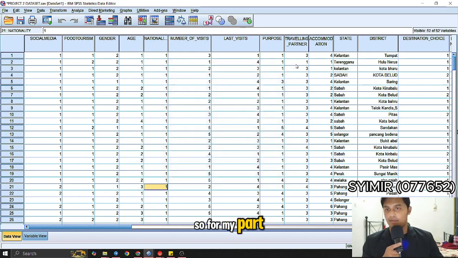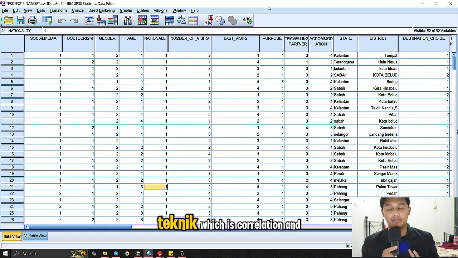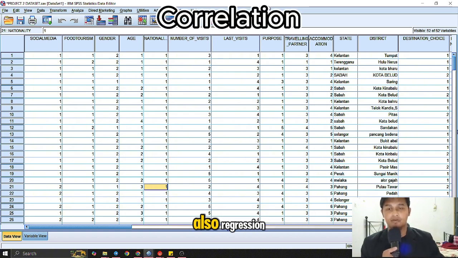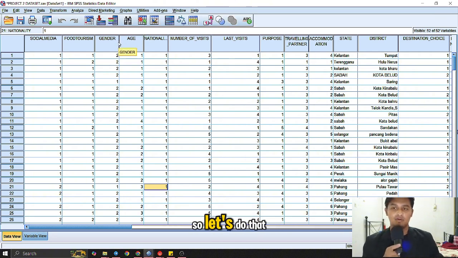So for my part, I will explain about hypothesis testing, and we use two techniques, which are correlation and also regression. So for the correlation, for your information, it tests whether there is a linear relationship between two continuous variables here. So let's do that.